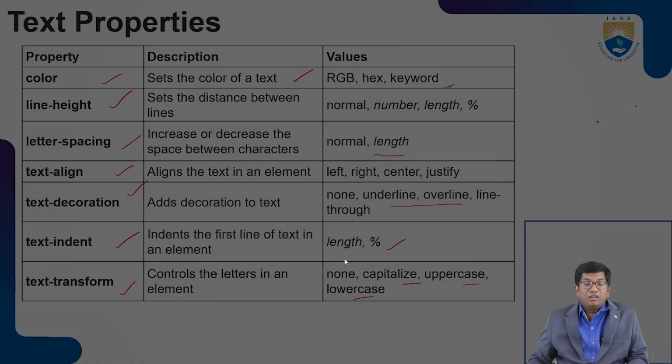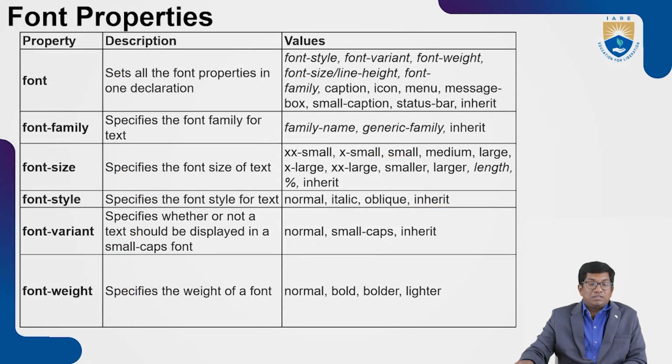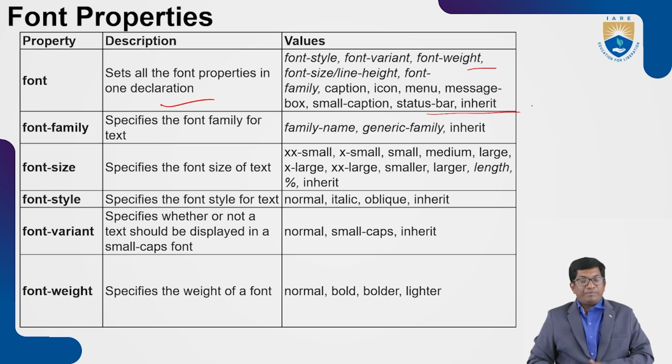Next, we move to the font properties. So font sets all the font properties in one declaration, right? So we have different values of font. So font style, font variant, font weight, font size or line height, font family, caption, icon, menu, message box, small caption. These all the properties we can apply. Some of them you'll see.